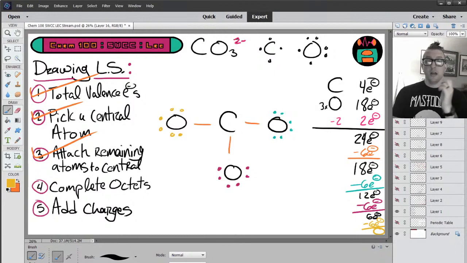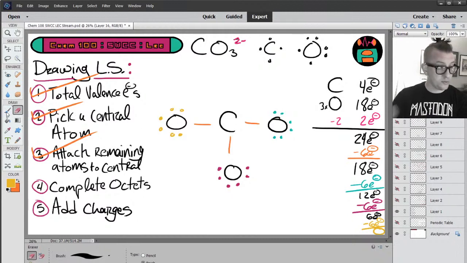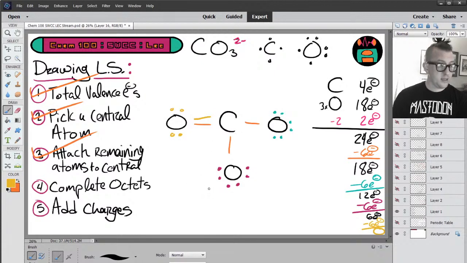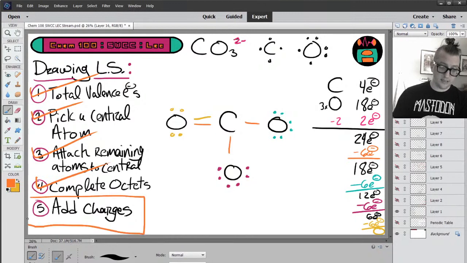All right. Our only problem is carbon right now has 3 bonds, which means it has access to 6 electrons. It needs access to 8. So since we're missing 2 electrons, and we have no electrons left in our budget, we're going to take a lone pair. Could be from any one of these oxygens. I'm going to pick the yellow one. And we're going to make a second bond between that oxygen and carbon. So now all octets are complete.